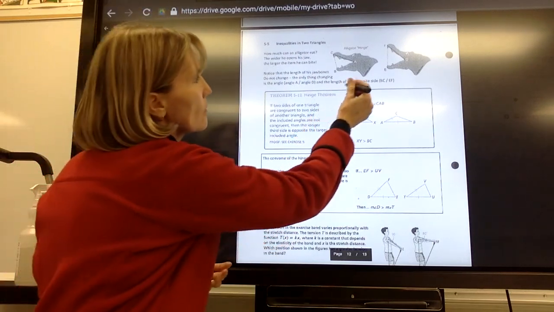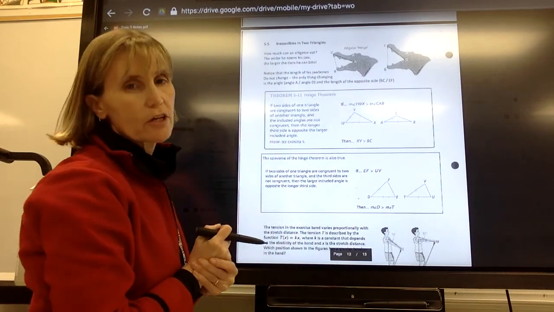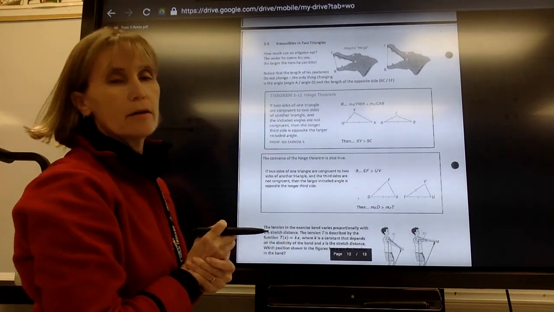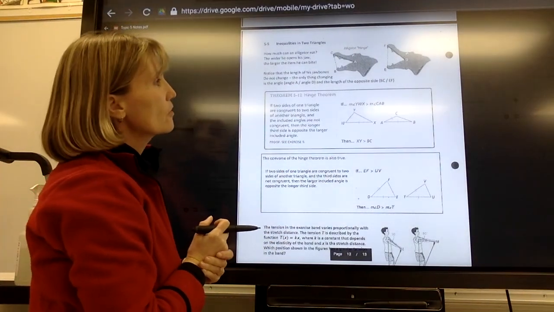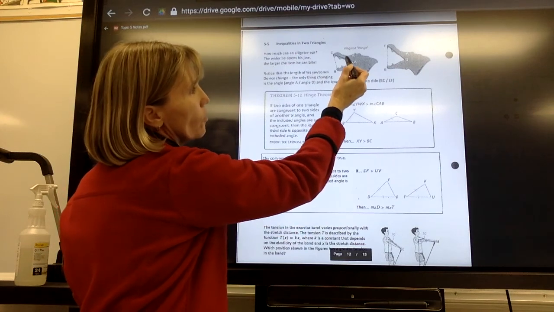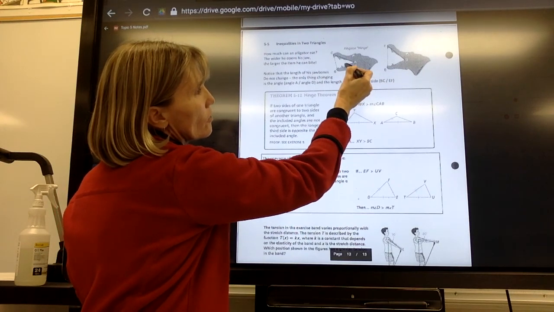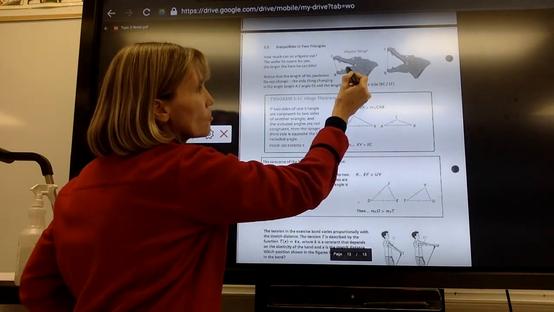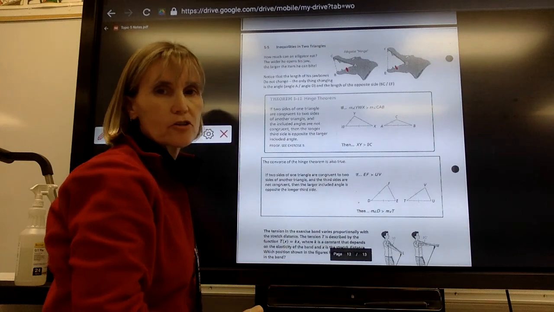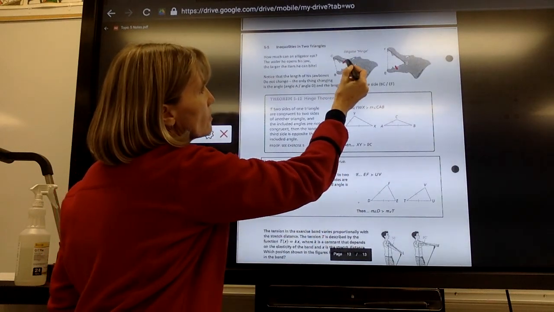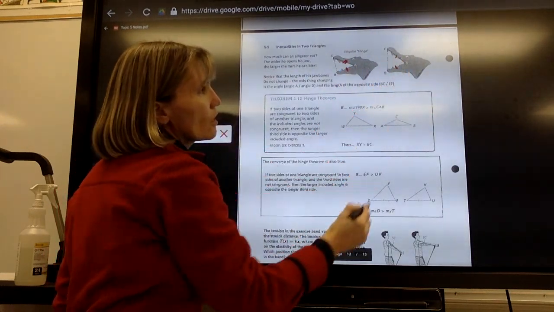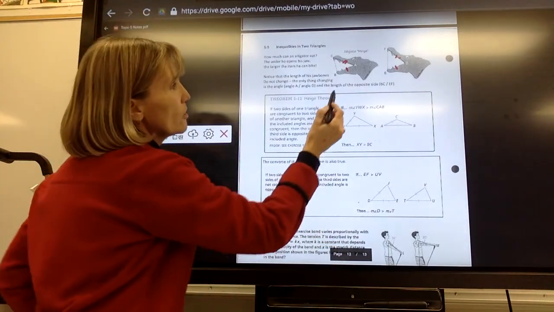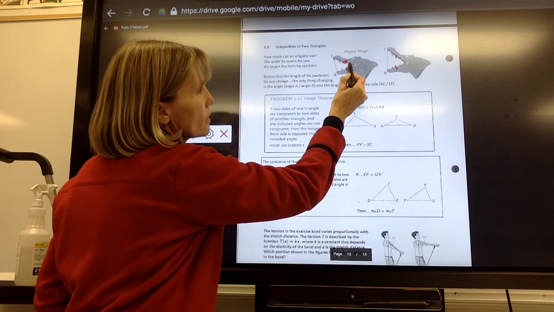Okay, and if you look at this particular example here, it says, how much can an alligator eat? The wider he opens his jaw, the larger the item he can bite. Notice that the length of his jaw bones do not change. For example, this is the same alligator, so the length of his jawbone here is the same in both pictures, and the length of the top part of his mouth here, that's not changing. It's the same alligator, so his mouth is the same length. What's changing is the angle that he has his mouth open.